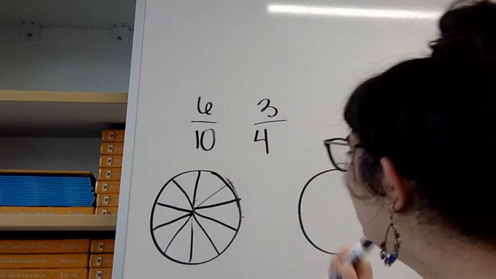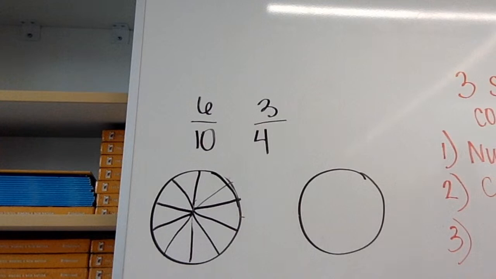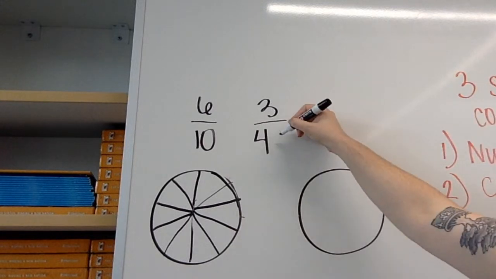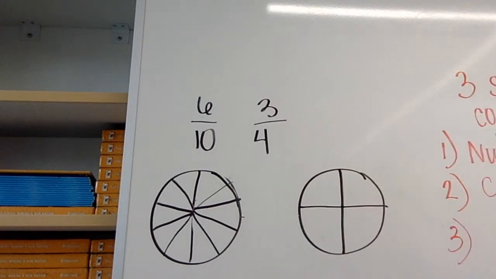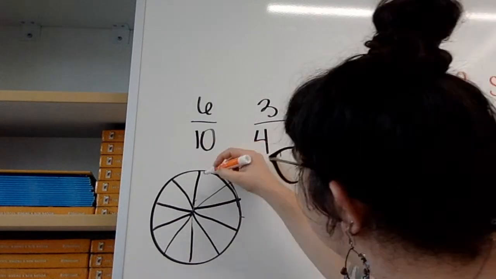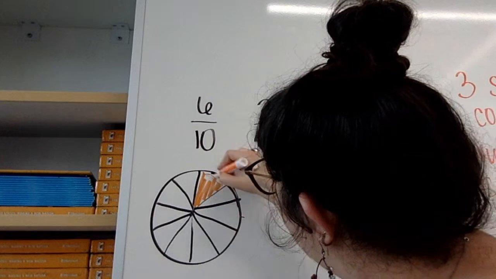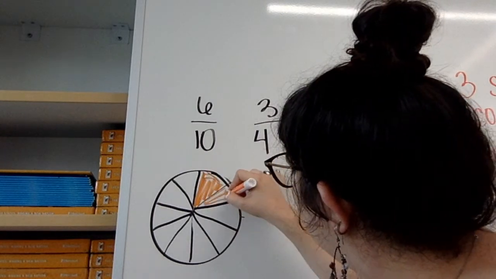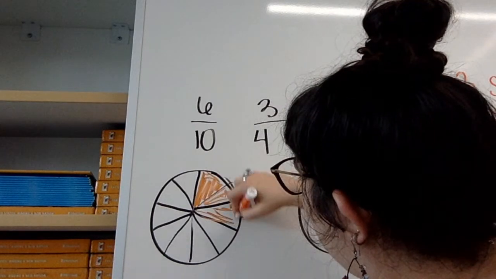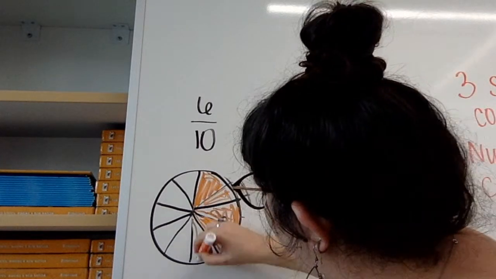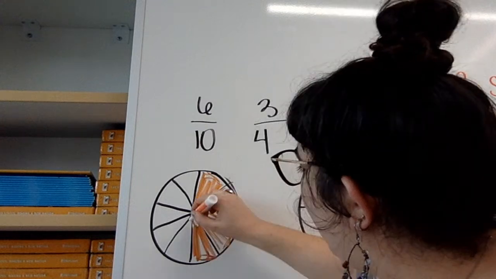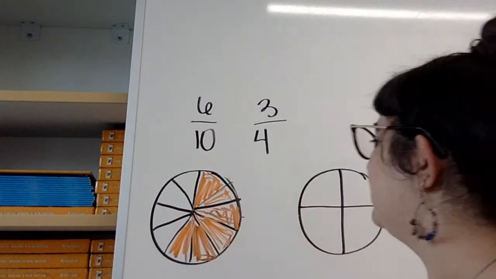Okay. Now I'm going to set this one up. And this is split up into how many pieces? Into 4 pieces. Okay. Now I'm going to get a different color, and I want to color in and see how much of the pie is taken up. Well, let's count. 1, 2, 3, 4, 5, and 6.